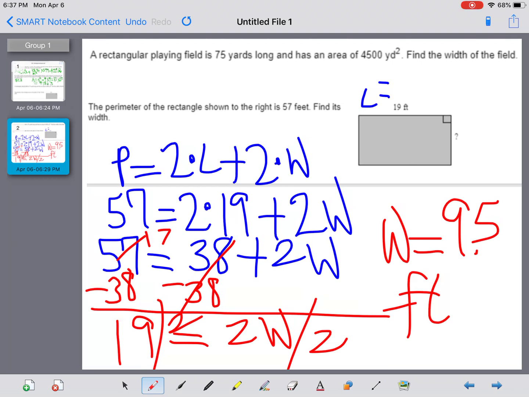And there's an easy way to check your answer. Just take 9.5 and 9.5, which is these sides here, and 19 and 19, and add those dimensions together. And you should get 57 for the perimeter.